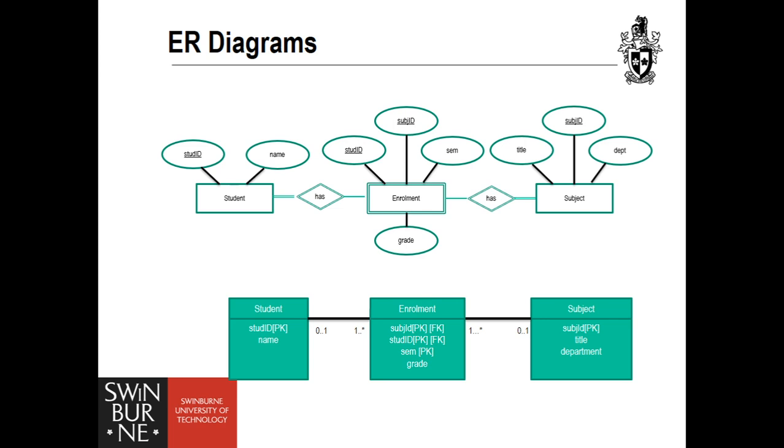This is an example of an ER diagram. You see here, this is student, this one enrollment, and subject. We have 3 different tables here. Student consists of student ID and name. Enrollment consists of student ID, subject ID, semester, and grade. Subject consists of title and subject ID. What we have to do is just convert to here first, and then make a relationship between them.